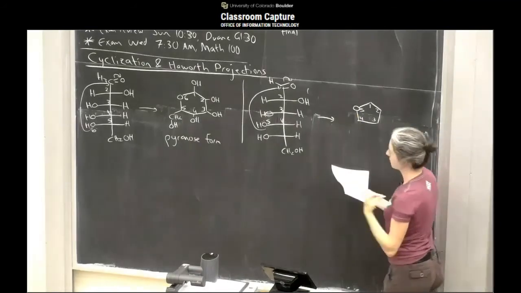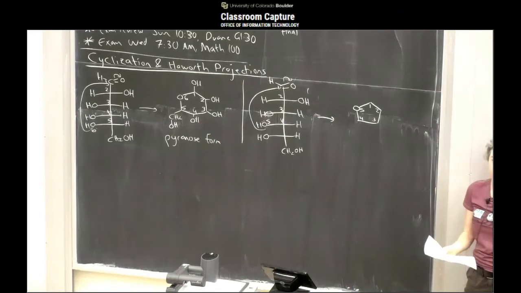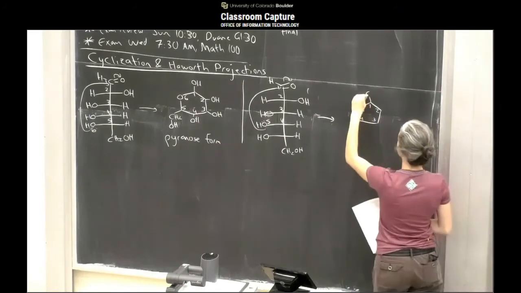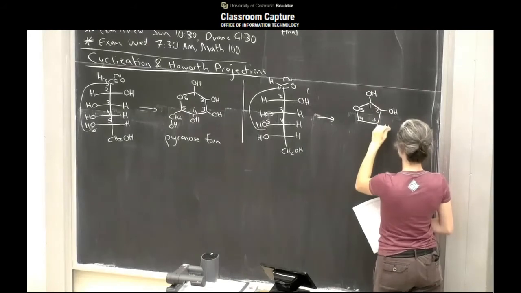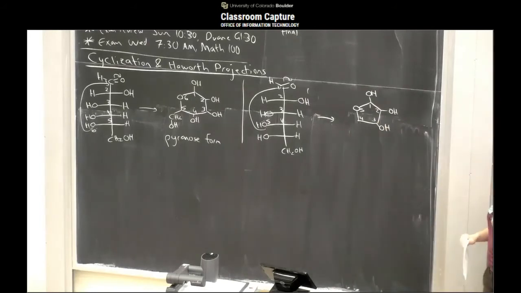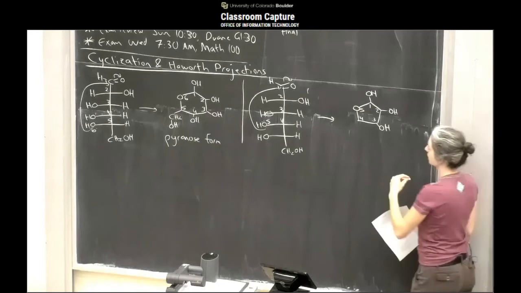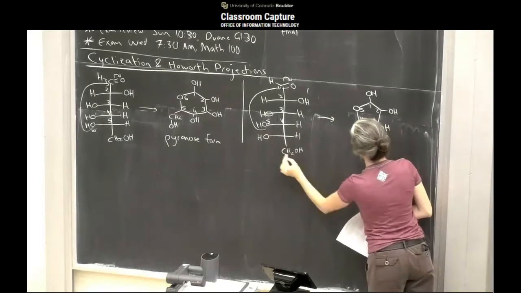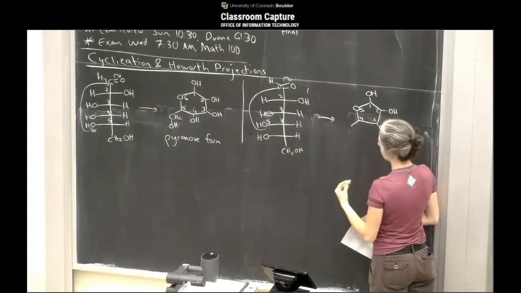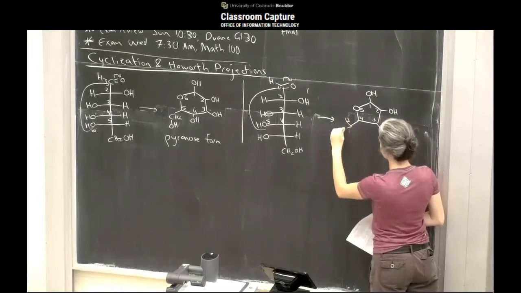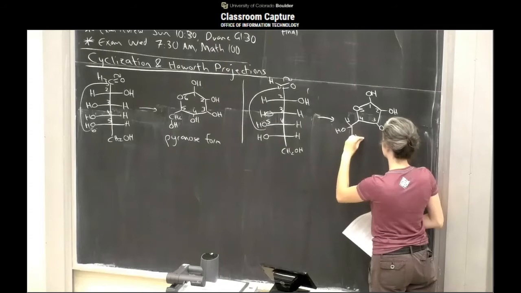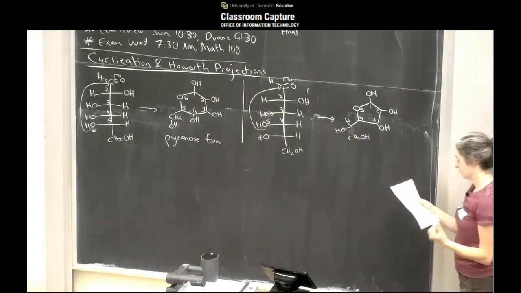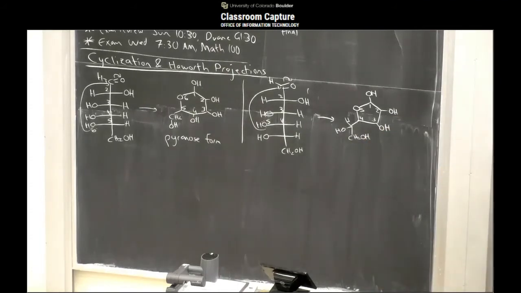Okay, so again, carbon number 1 had the carbonyl. That gets turned into an OH group. 2 and 3 both have their OHs still unchanged. 4 has now the entire bottom part of the chain coming off of it. If you want, you can show stereochemistry, but we're kind of neglecting it for now. So you could possibly show it like that if you wanted to.